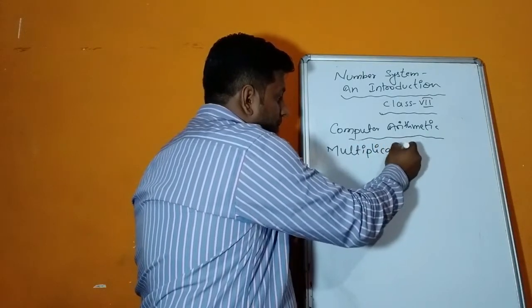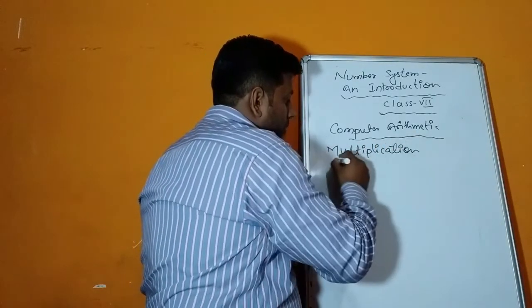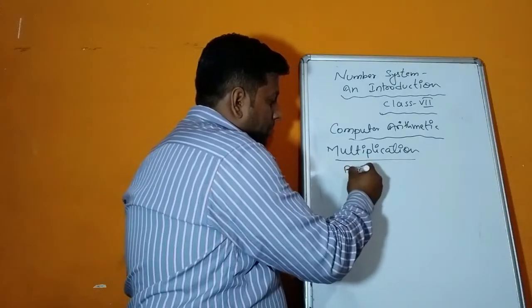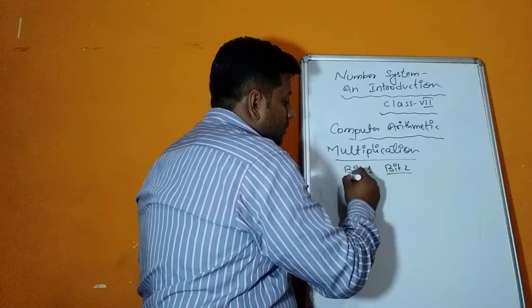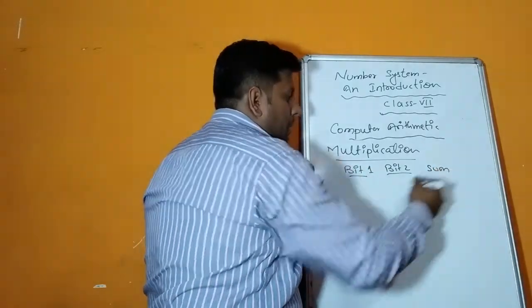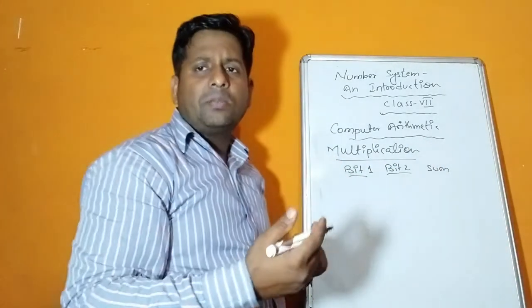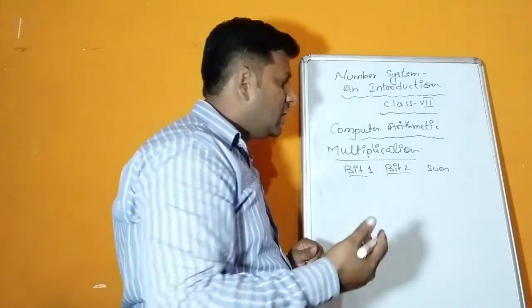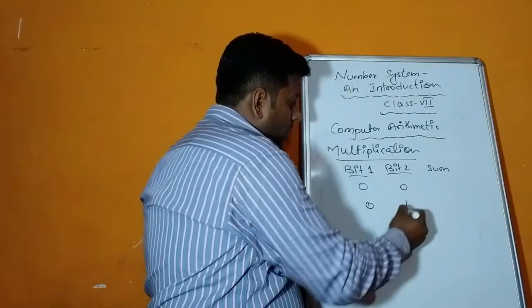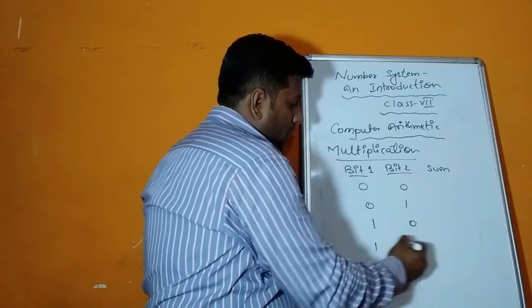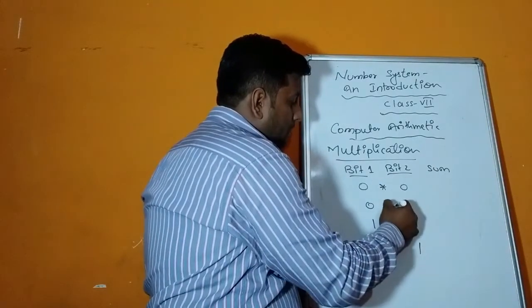Multiplication. So again, bit 1, bit 2 will take as sum, but now there is no carry. In case of multiplication, we don't ask any carry or borrow. So 0, 0, 1, 1, 0, 1, 1. Now we'll do the multiplication part.